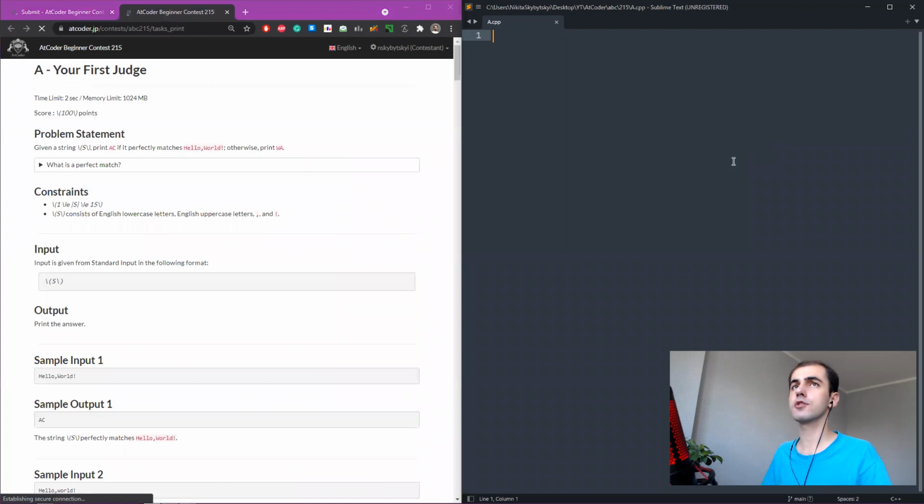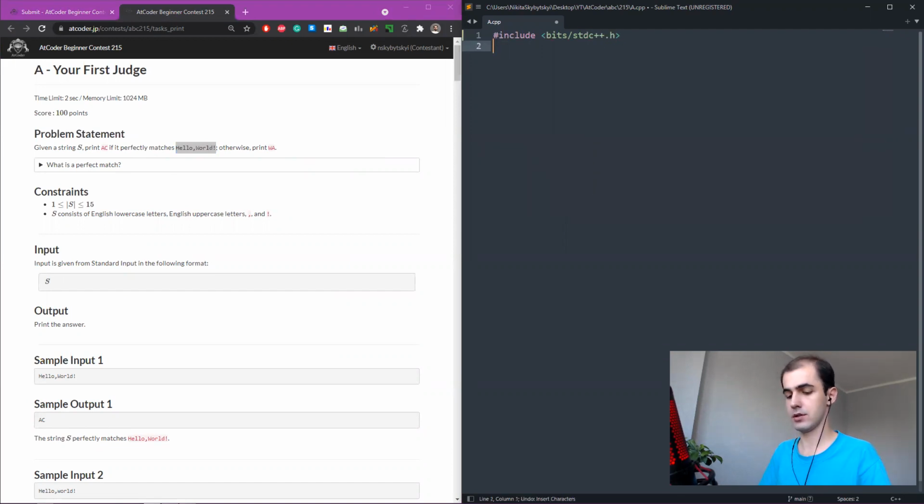So problem A, Your First Judge. Given a string S, print AC if it perfectly matches hello world, otherwise print no. Okay. So I'm gonna have my template ready, so I'll have to type it. But other than that, not much to say about this problem. So we have string S, we read string S, we check if it perfectly matches this phrase, then we print AC. Otherwise we print wrong answer.